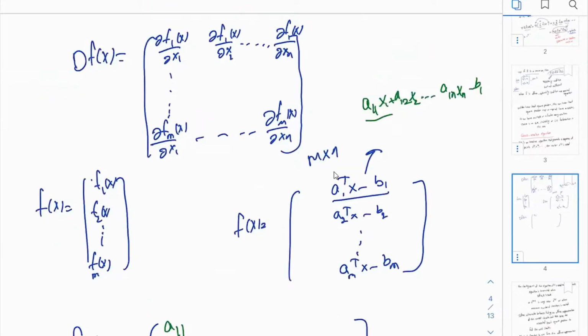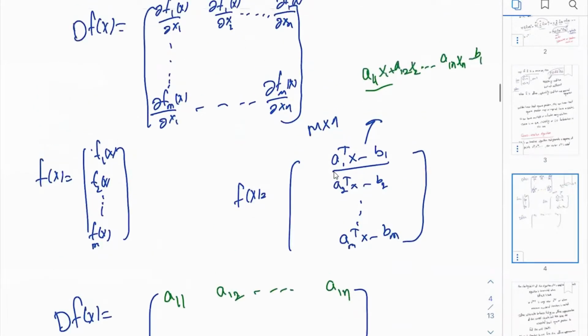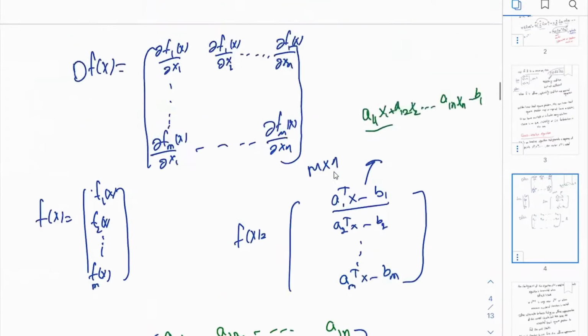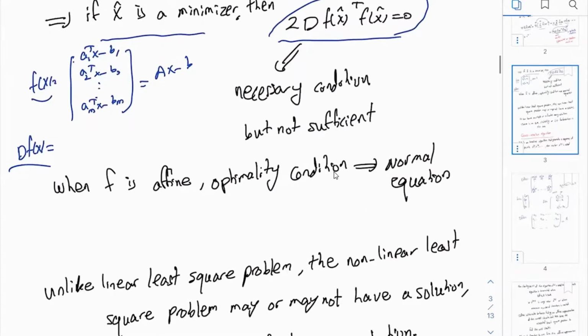If you take it with respect to x2, you get a1 2 all the way to a1 n. Same thing, if you do it for row 2, you get a2 1, a2 2 all the way to a2 n. Here you get am1 all the way to am n. What is this one? This is A. So df of x is actually A. Okay, good. Now that we know this one, let's go ahead and calculate this quantity here.